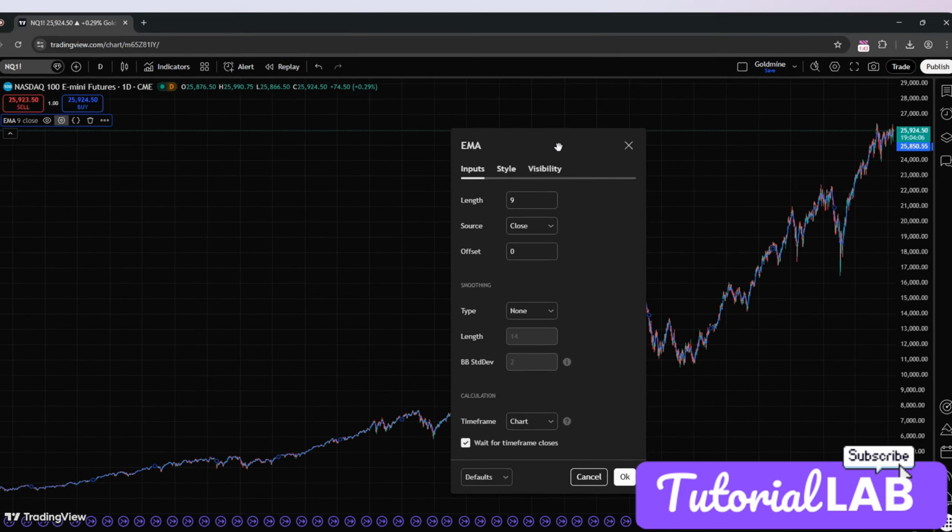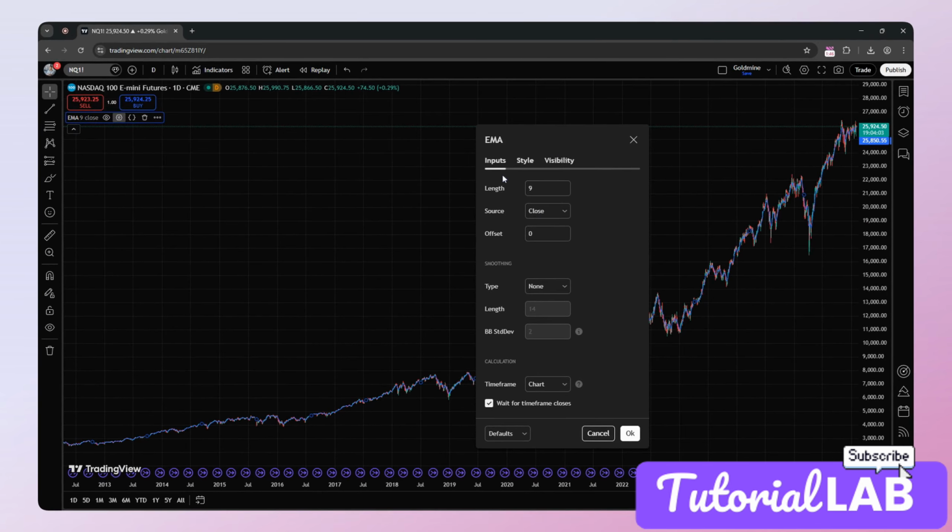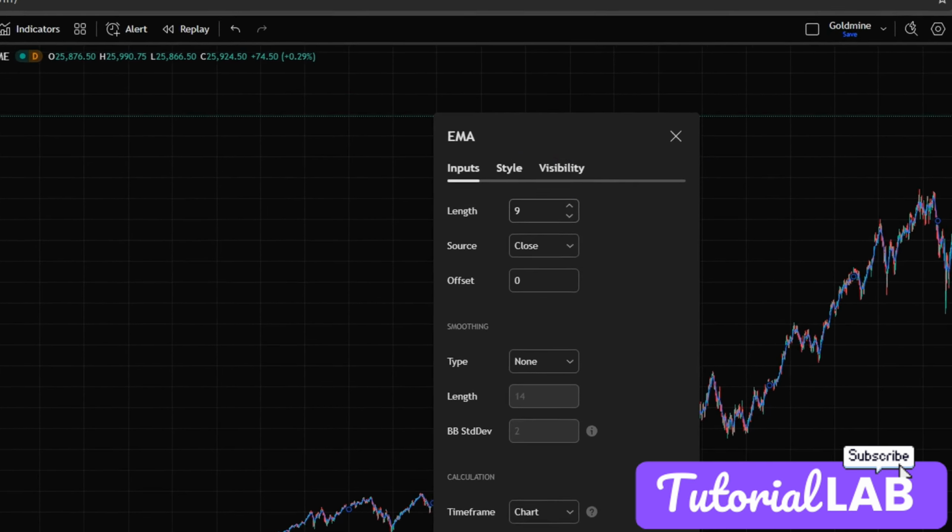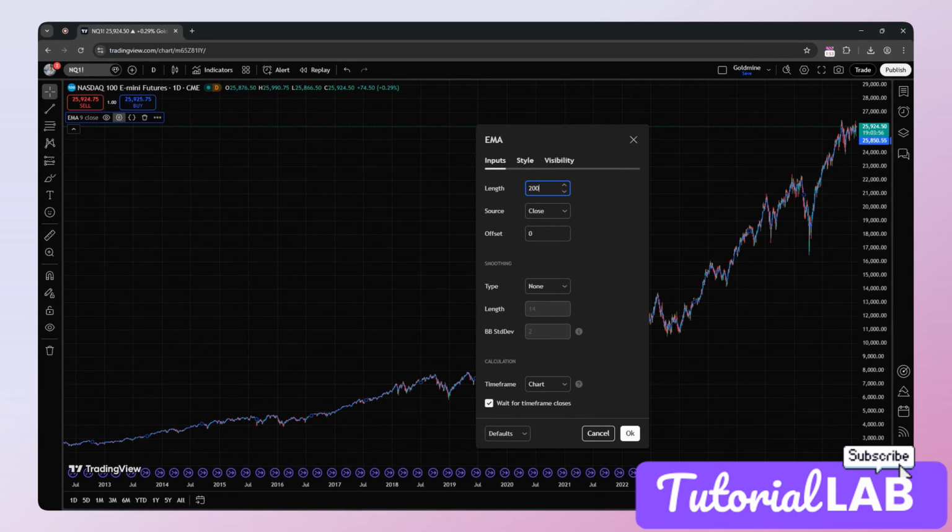Inside the settings, go to the Inputs tab. Look for the field labeled Length and change it to 200. This tells the moving average to use the last 200 days of price data.